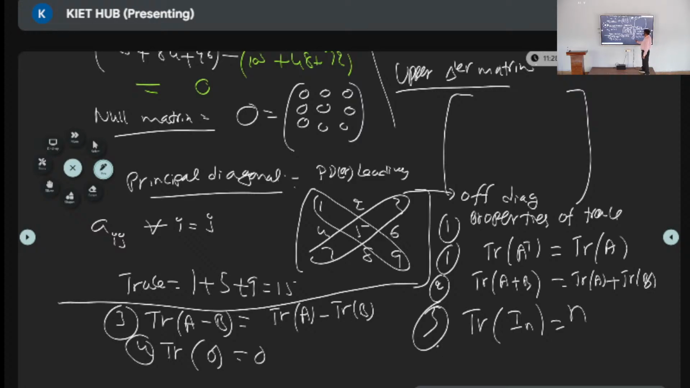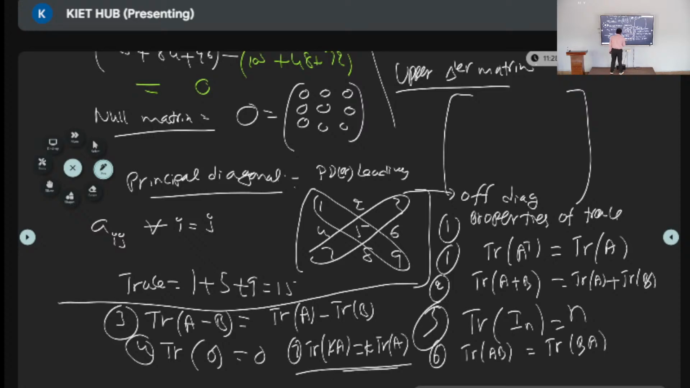Next, sixth one: trace of AB is equal to trace of BA. And one more property, seventh property, trace of KA. Anybody? Trace of KA is how much? K into trace of A, where K is a constant. Trace of KA is equal to K into trace of A.